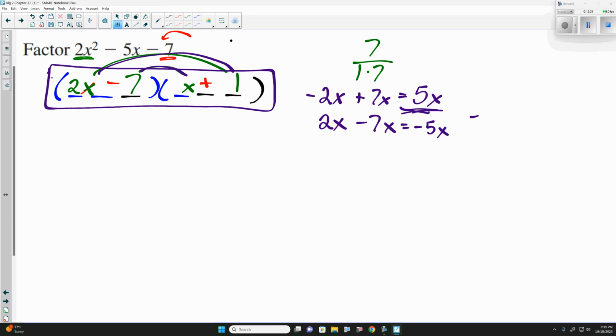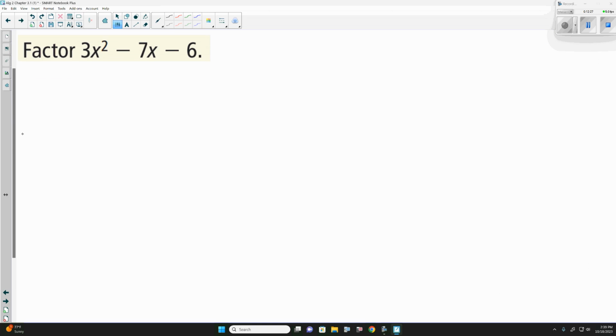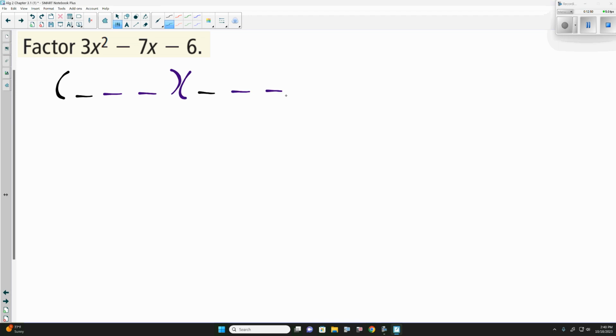But questions on this here? Let's look at the last one. 3x squared minus 7x minus 6. Is there a greatest common factor between these three terms? No. Because 3 will not go into 7 evenly, but it will with 6. So since it does not have a greatest common factor, we'll have our two sets of parentheses with 3 spaces. We factor it out. We pull it out.